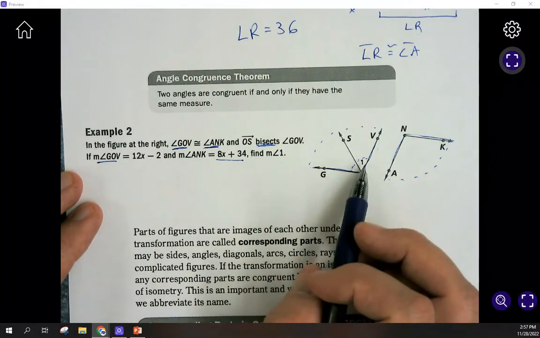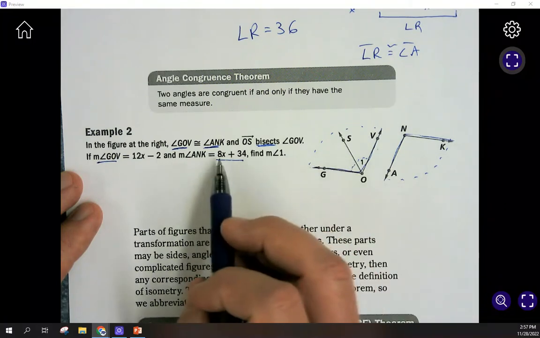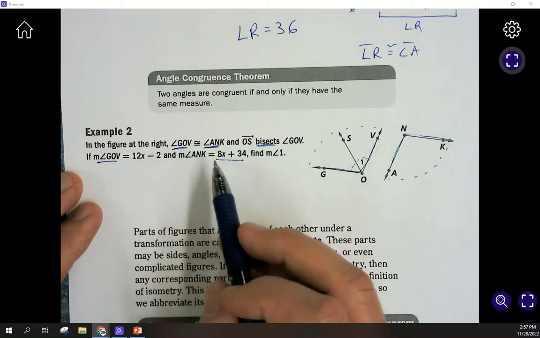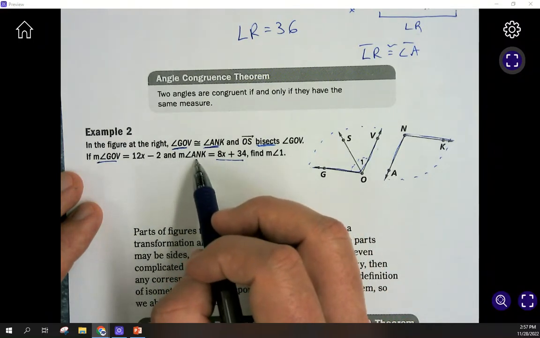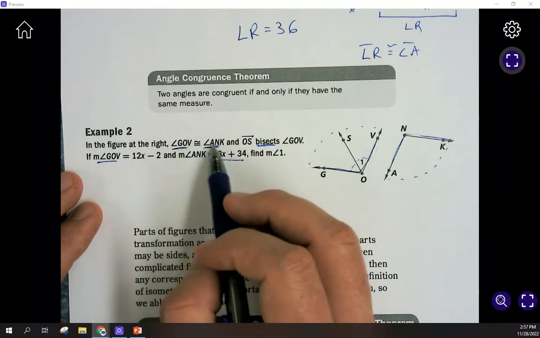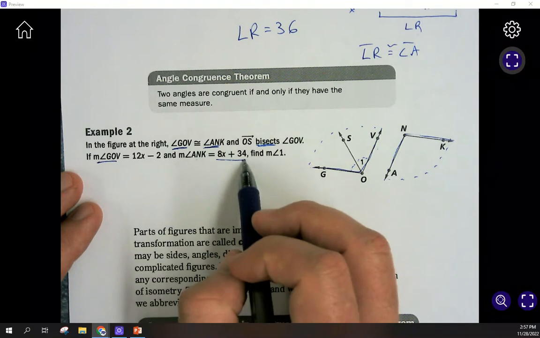They want you to find the angle measure of 1 over here. But first thing we need to do is solve for these bigger angles by solving for x. So what we know about ANK and GOV is that they're equal to each other. They're congruent, which means they have the same measure. So this one equals this and this one equals this.